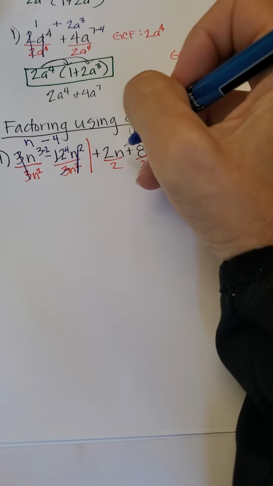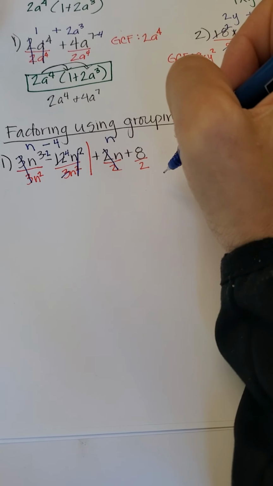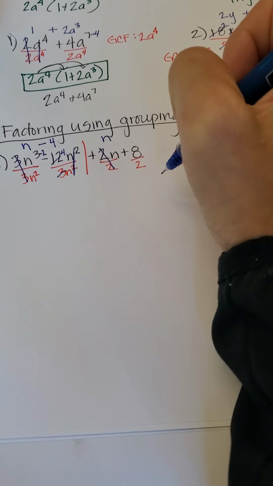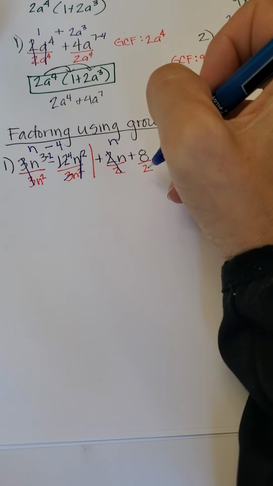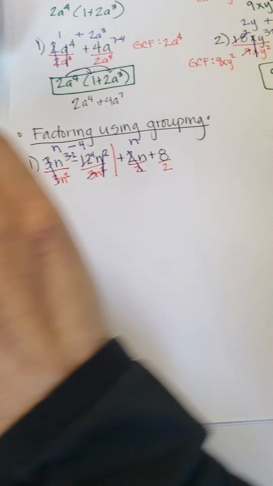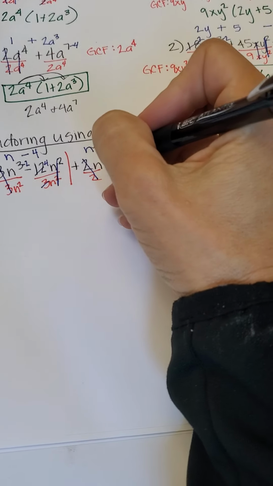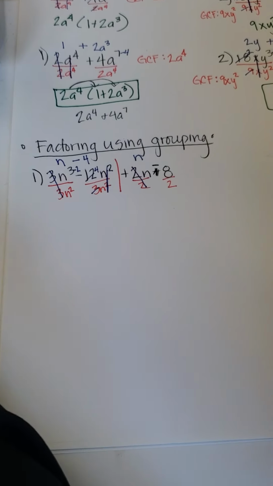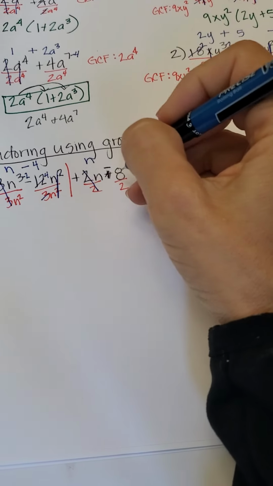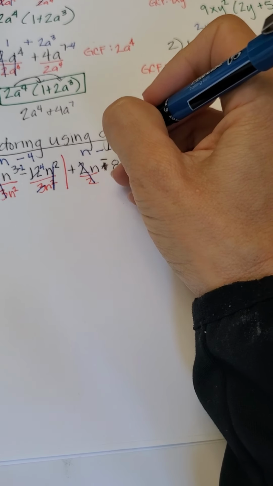Now over here, when I divide, 2 divided by 2 is going to give me n. And then 8 divided by 2. I'm sorry, this was supposed to be a minus. Let me change that. 8 divided by 2 is 4. So I have n minus 4.